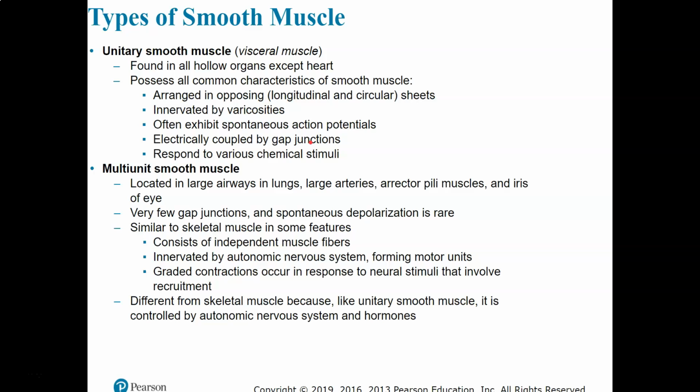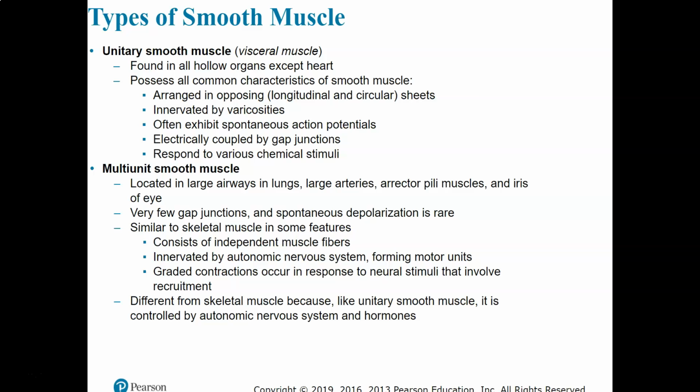We divide smooth muscle into what we call unitary smooth muscle. This is also called visceral smooth muscle. This is the smooth muscle that we find enclosing hollow organs. And this is going to possess all of the normal characteristics that we've talked about for smooth muscle. They're going to be arranged into those two sheets, the longitudinal and the circular. They're going to be innervated by varicosities by the autonomic nervous system. They're going to have those spontaneous action potentials that act as pacemakers to give it a natural rate of contraction. We're going to have gap junctions connecting them together, and they're going to have the ability to respond to chemical stimuli.